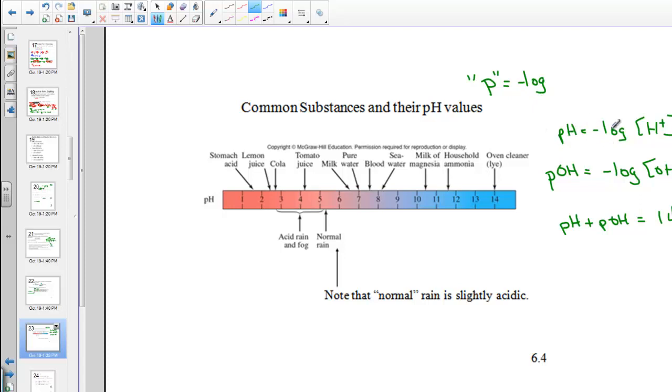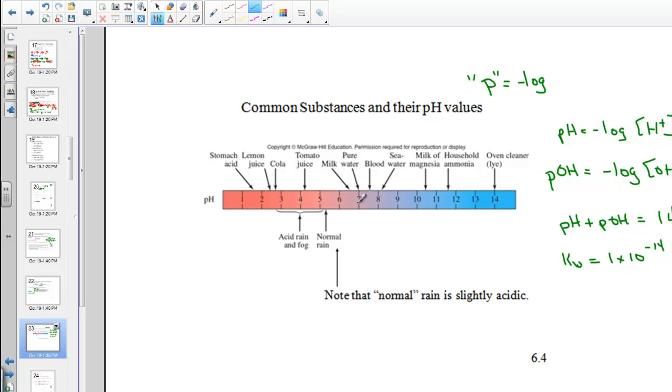So pH is the negative log of hydrogen, and pOH is the negative log of hydroxide. That's the true mathematical definition of the expression P. It simply means take a negative log. And so the value of pH and pOH will always give me 14, the top of the pH scale, the ion product constant for water.